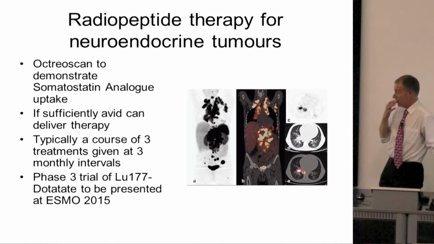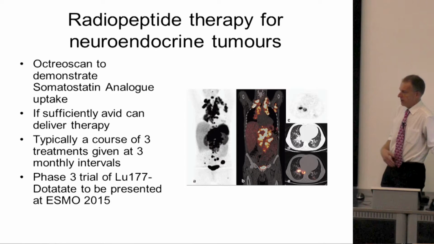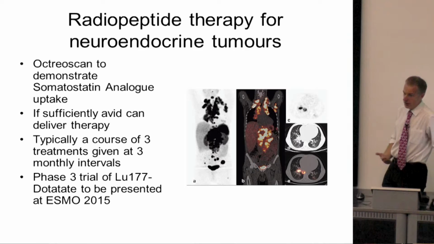At the end of this month, there's a phase 3 trial being presented at a meeting in Vienna that's a randomised trial of giving this treatment versus the standard treatment, which would be to use a cold, so an unlabelled, somatostatin analogue. And although the data is all confidential at the moment, it's created a lot of excitement. It's being presented at the presidential session of the European Cancer Meeting.